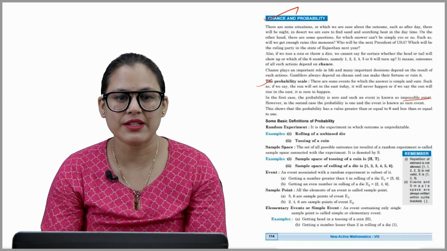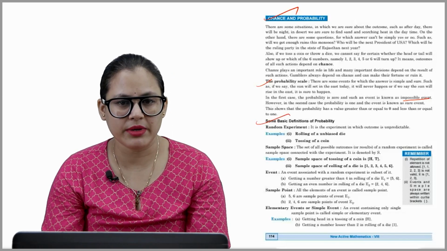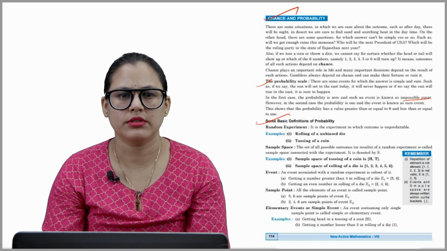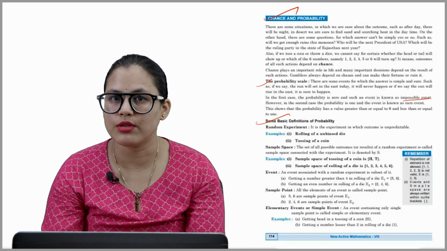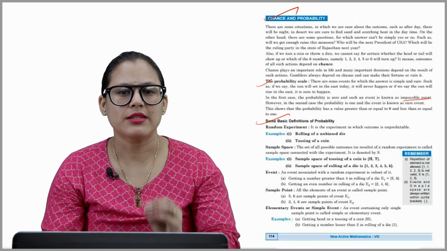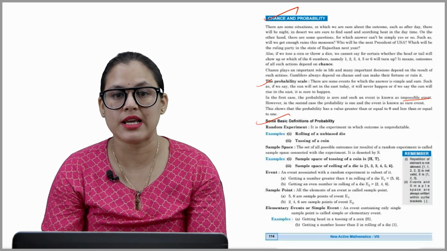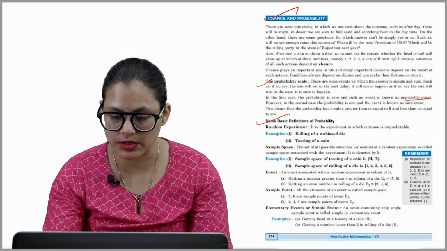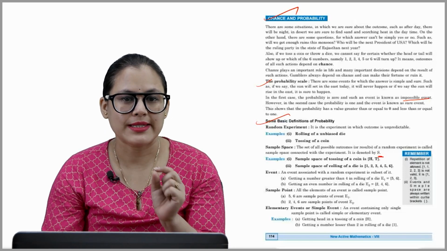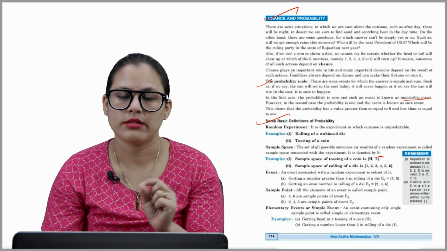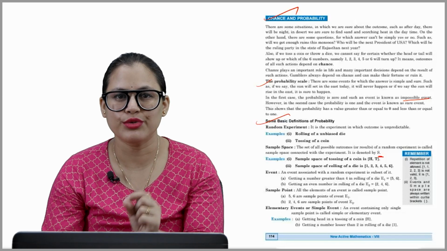Okay. Some basic definitions of probability. Random experiment. It is an experiment in which the outcome is unpredictable. Number 1, rolling of an unbiased die. Number 2, tossing of a coin. Sample space. The set of all possible outcomes of a random experiment is called the sample space connected with the experiment. It is denoted by capital S. Example, next. 1, the sample space of tossing of a coin is head or tail, and the sample space of rolling of a die is 1, 2, 3, 4, 5, 6.